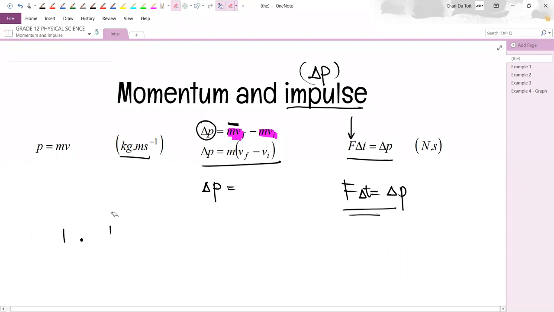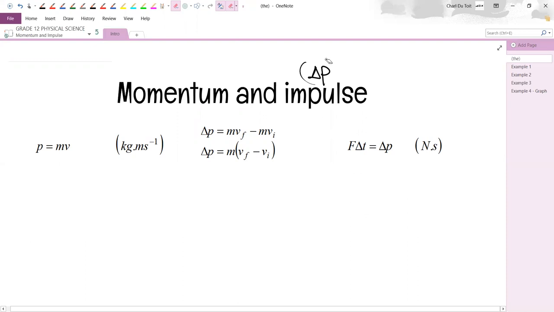Just these three equations. I'll get to the N·s just now. When we use force and change of momentum, we use Newton seconds as a unit instead of kilogram meter per second, but it's the same thing. So just write this equation down, this one and this one. Just those. Okay. Just jot them down.